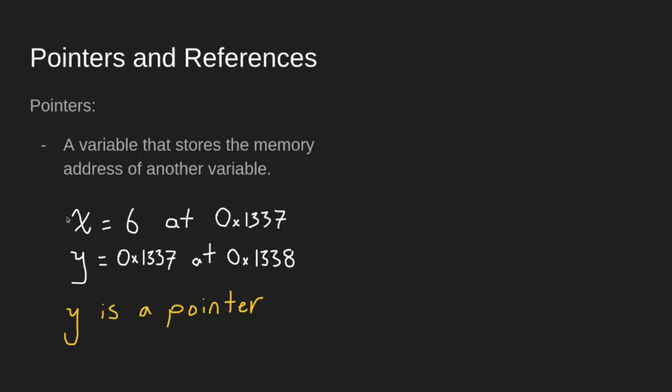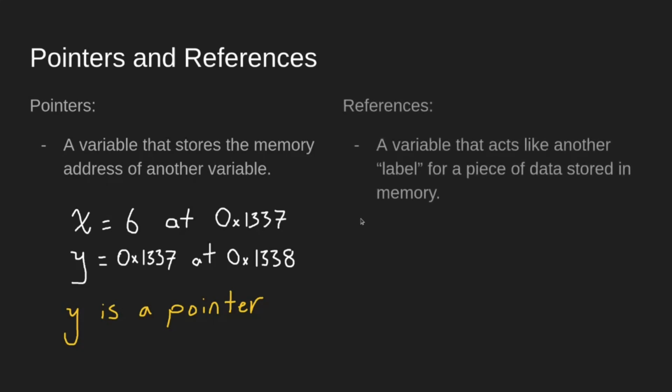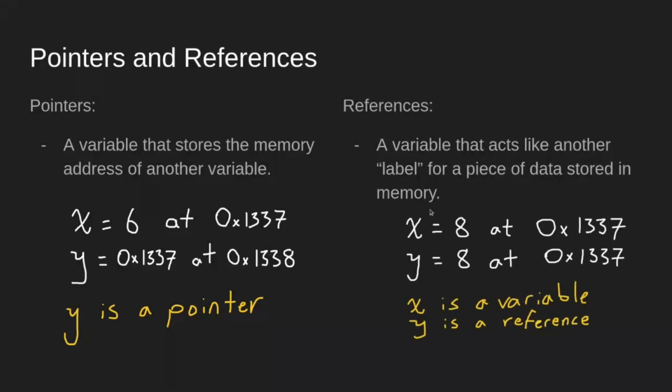And something that's similar to a pointer is a reference. And what a reference is, it's just a variable that acts like another label for a piece of data stored in memory. Another illustration here is x is equal to 8 at 1337, and y is equal to 8 at 1337 too. So x is a variable, but y is a reference to 1337. So they're like nicknames.